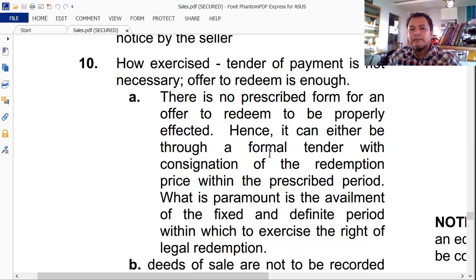So there is no prescribed form for an offer to redeem. A mere letter or a verbal offer is enough. There is no formal form required. Hence, it can also be through a formal tender with consignation of the redemption price within the prescribed period. What is paramount is the availment of the fixed and definite period within which to exercise the right of legal redemption. That's why tender of payment is not necessary, because you can make a tender of payment in the court. That is why consignation is here. Consignation is depositing payment in the court.